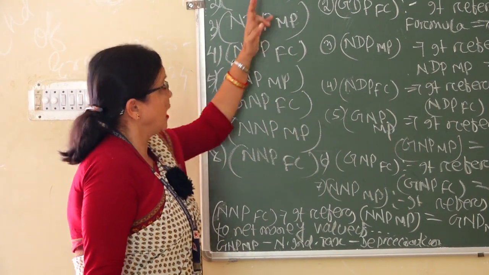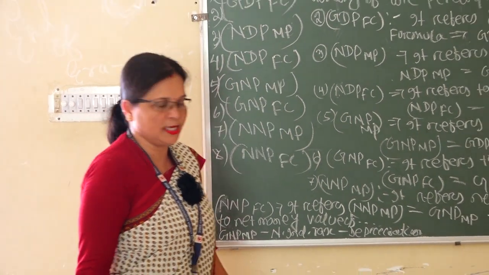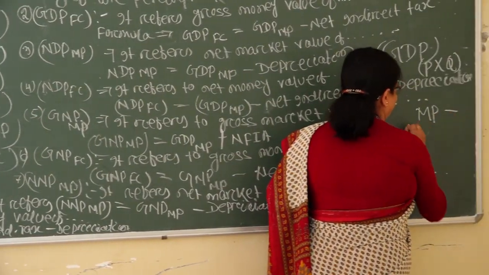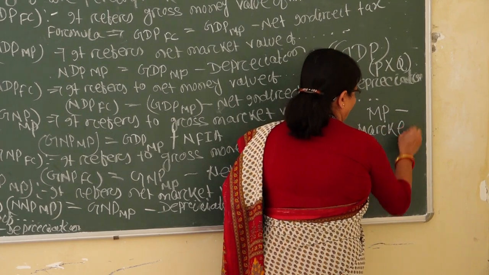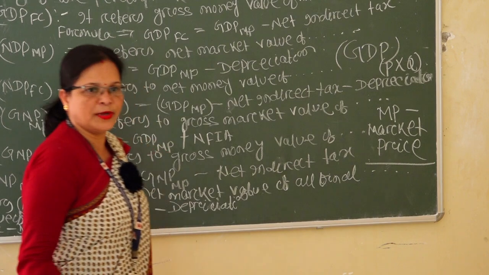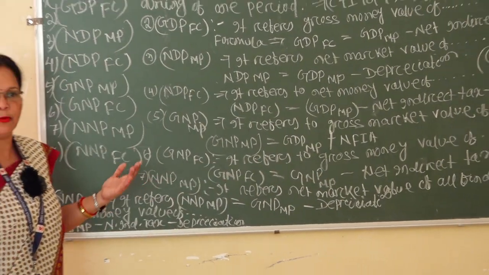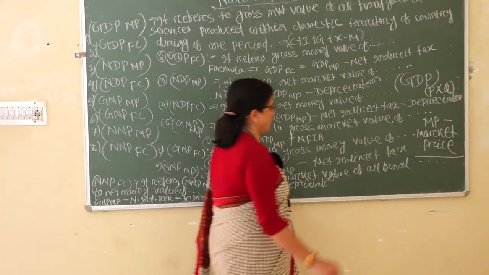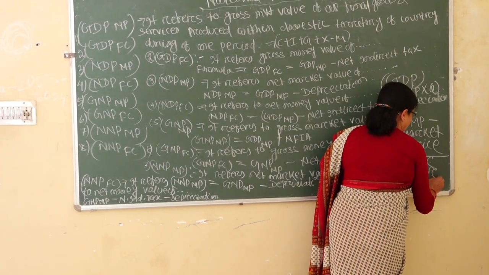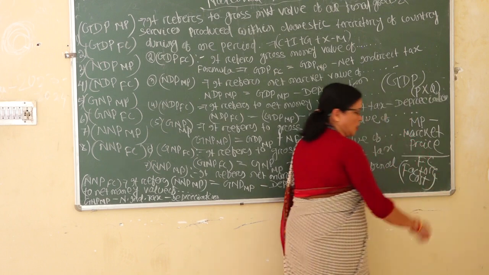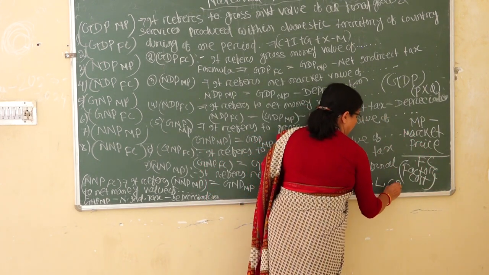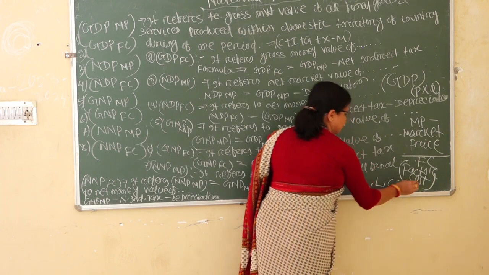So what is MP and what is FC? MP means market price. Market price means the commodity which is sold and purchased in a market. And FC means factor cost. Factor cost means land, labor, capital and entrepreneur.